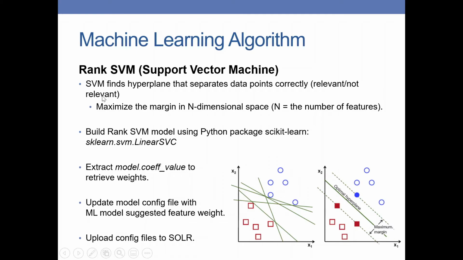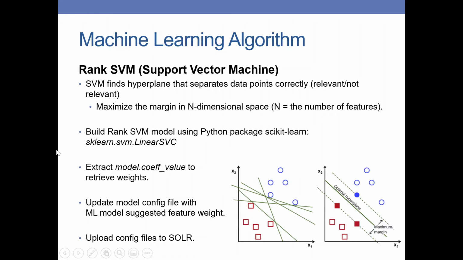As we know, SVM is an algorithm which projects the data into an n-dimensional space. And in that n-dimensional space, the SVM algorithm finds a hyperplane that separates the data points into relevant and non-relevant. So here it maximizes the distance between these two areas, relevant and not relevant.